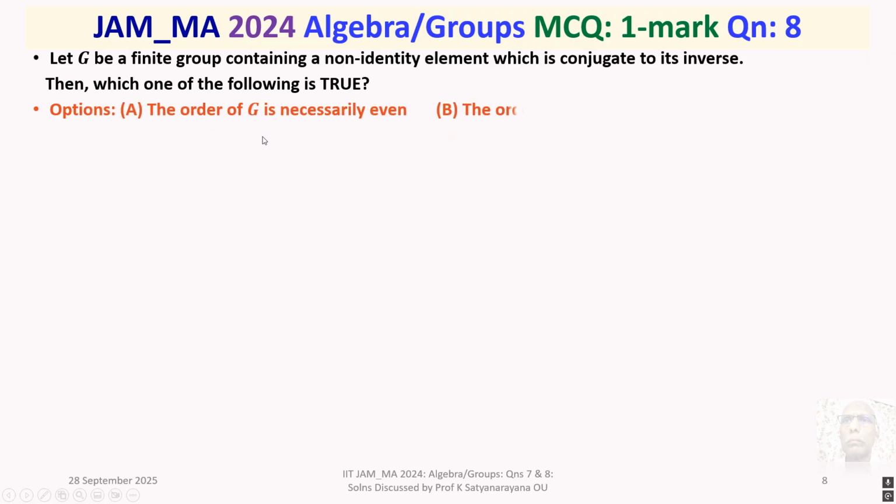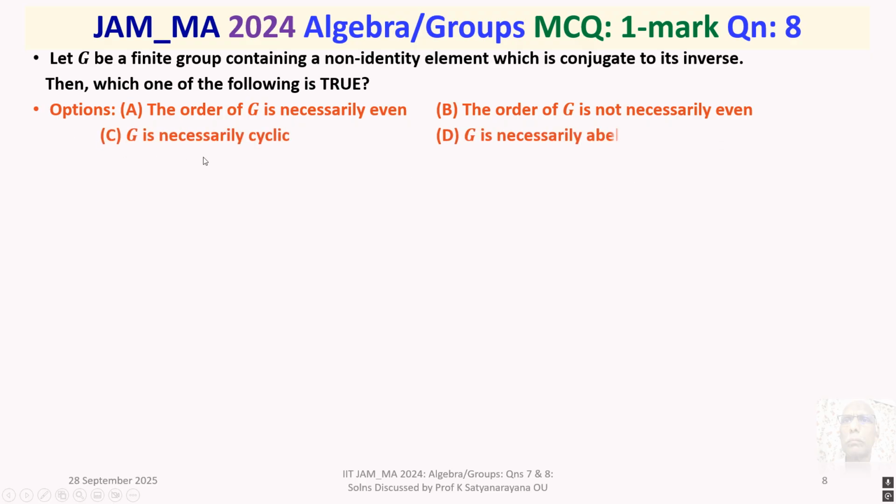Option A, the order of G is necessarily even. Option B, the order of G is not necessarily even. Option C, G is necessarily cyclic. Option D, G is necessarily abelian but need not be cyclic. Let's now discuss the solution of the problem in detail.